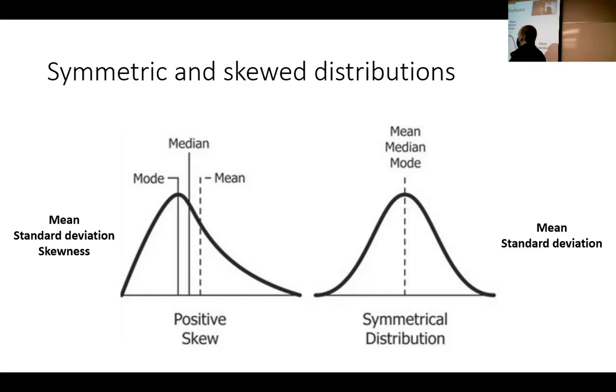So how much is this tail pulled this way? That's the skew or skewness. There are also, of course, distributions that are negatively skewed, but reaction time is positively skewed, so we'll stick with this shape. If we want to do a distribution analysis on reaction time, we can't just do mean and standard deviation. We really should do mean, standard deviation, and skewness.